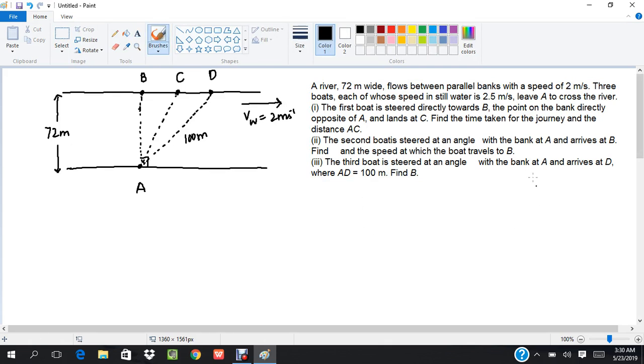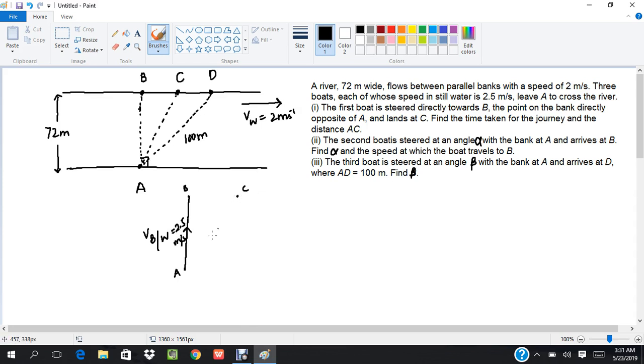So first let's make the alphas and betas. So here is alpha, here is alpha, here is beta. Fine. So the first part. The boat is steered directly towards B. That means that if this is A, this is B, this is going to be the direction of the velocity of the boat with respect to water. And this boat lands at C. So here is C. Now we know the magnitude of the relative velocity, that is 2.5 meters per second.